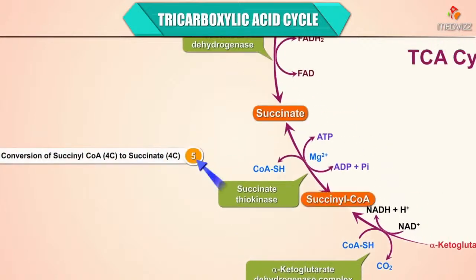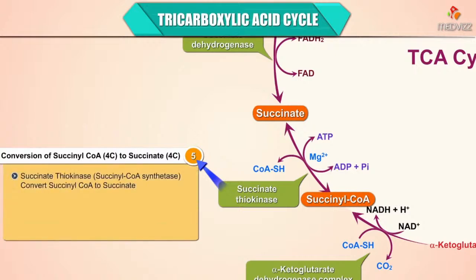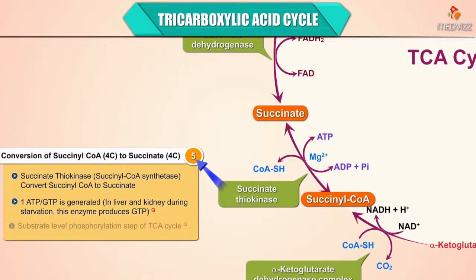Step 5. Conversion of succinyl coenzyme A to succinate. Succinate thiokinase, or succinyl coenzyme A synthetase, converts succinyl coenzyme A to succinate. 1 ATP or GTP is generated; GTP is generated in the liver and kidney during starvation. This enzyme catalyzes the only substrate level phosphorylation step of the citric acid cycle.